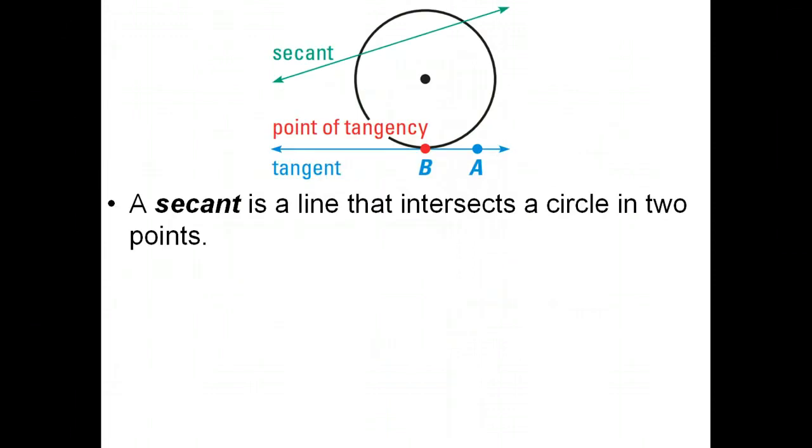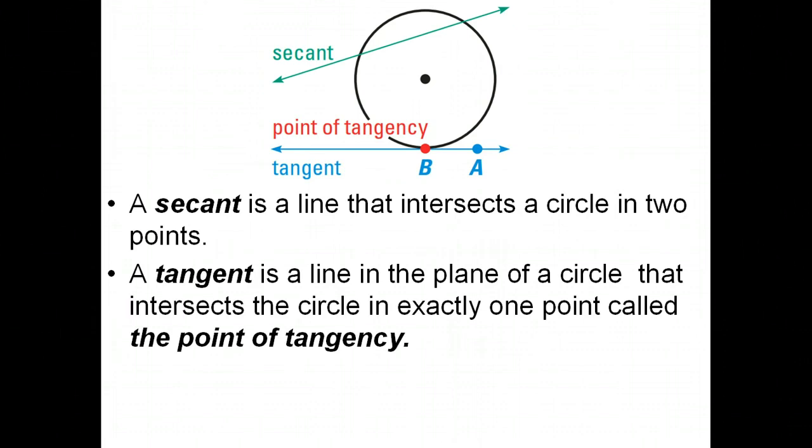A secant is a line that intersects a circle in 2 points. So you can see that a secant contains a chord. The segment that just goes to the 2 points is the chord. The secant is the line that continues on out in both directions.